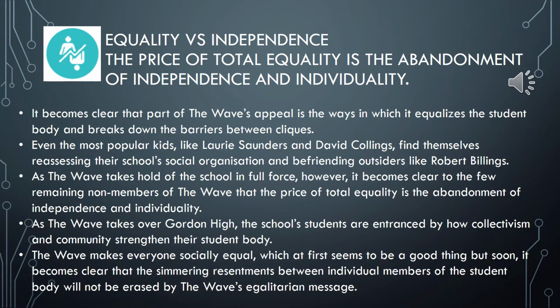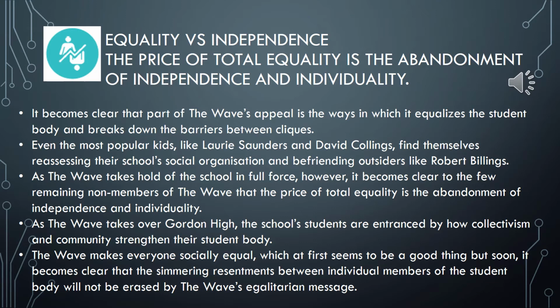The third theme is equality versus independence, or the price of total equality is the abandonment of independence and individuality. Okay, so when we become part of a whole, do we lose our independence? Do we lose our individuality? What makes us unique? It becomes clear that part of the Wave's appeal is the ways in which it equalizes the student body and breaks down the barriers between cliques. Even the most popular kids like Laurie Sanders and David Collins find themselves reassessing their school's social organization and even befriending outsiders like Robert Billings.